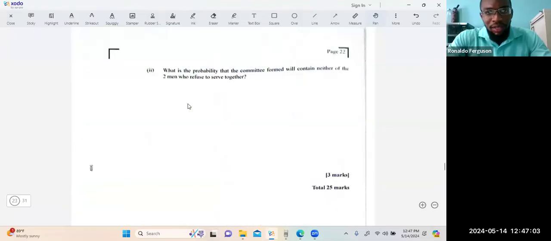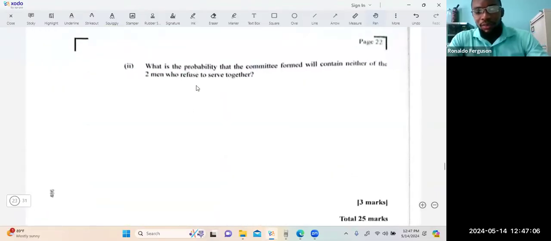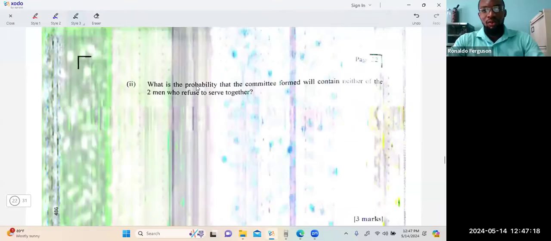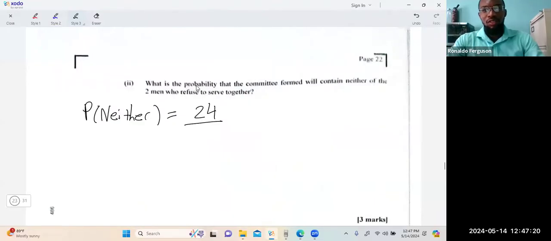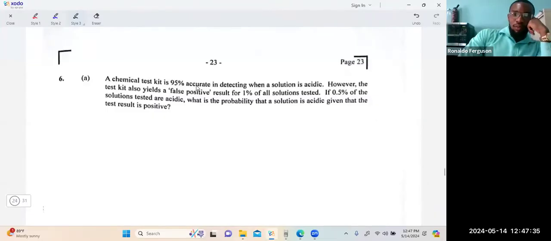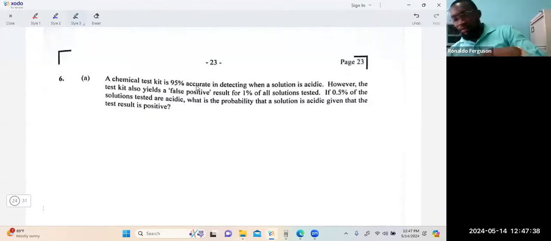Now, I don't like how that picture looks. What is the probability that the committee will contain neither of the two men who refuse to serve together? So for the probability of neither, we worked out that was 24 ways. That's 24 over the total ways the committee can be selected, which is 96, which is a quarter, which is 25%. That's it. 3 marks there. Done. On to question number 6, the last question.